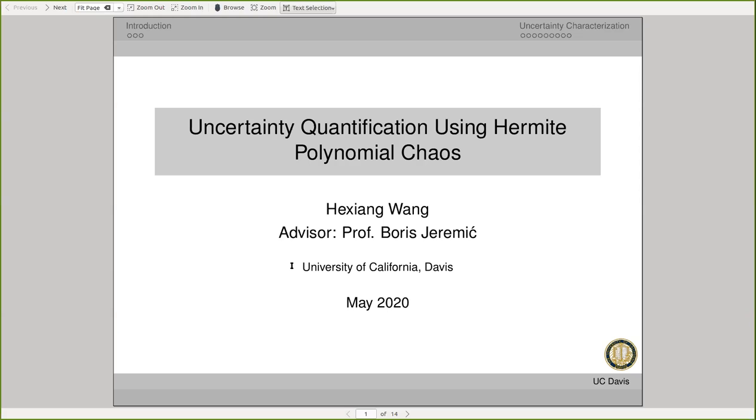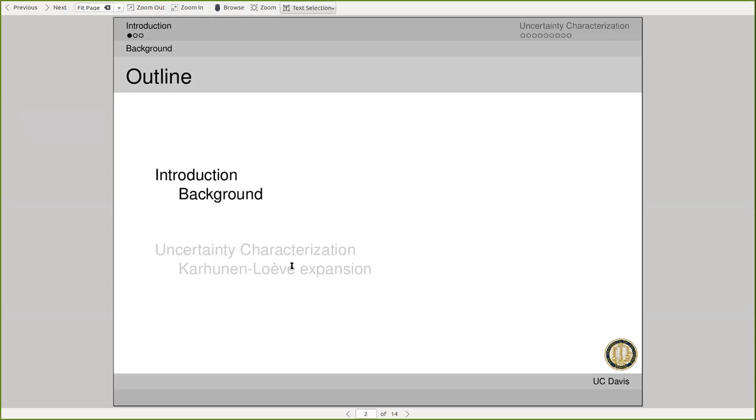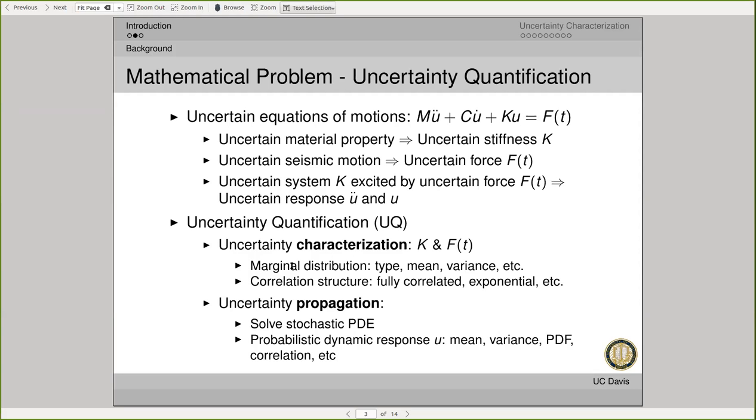So today we will continue to talk about the uncertainty quantification using Hermite polynomial KLs, and we will have a brief review of what we mentioned yesterday. Now we have uncertain equations of motion. As I mentioned, we're going to have some uncertainties in this system of equations. We will have an uncertain stiffness term on the left-hand side, and on the other hand, we will have an uncertain random forcing on the right-hand side, and we need to solve this uncertain system of equations, and this becomes the uncertainty quantification problem.